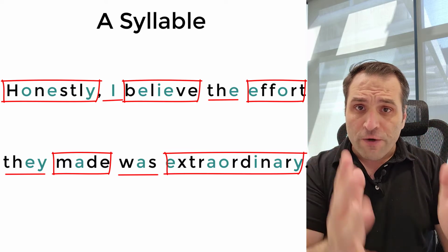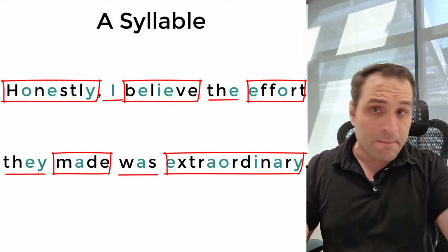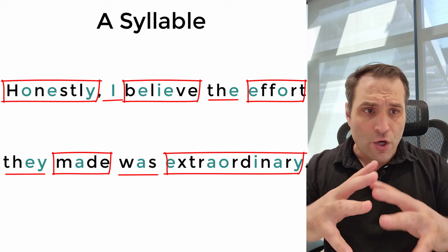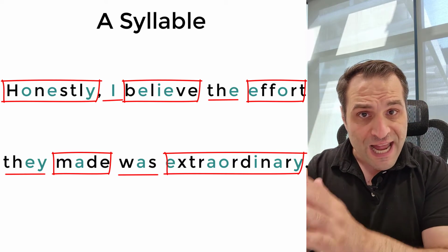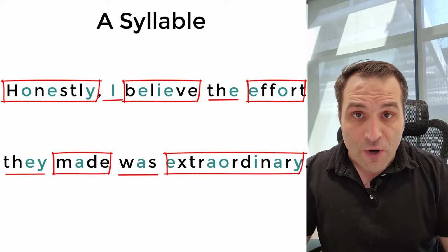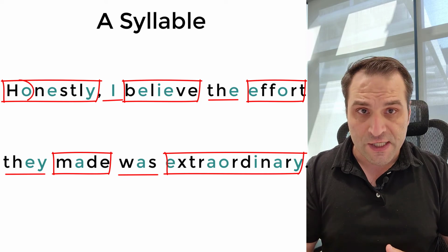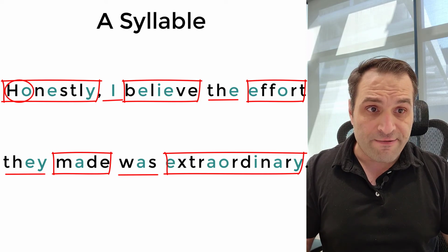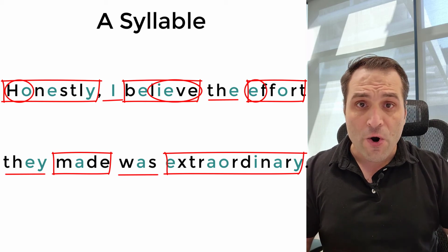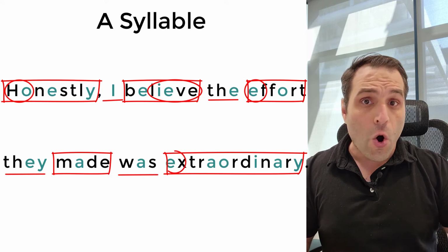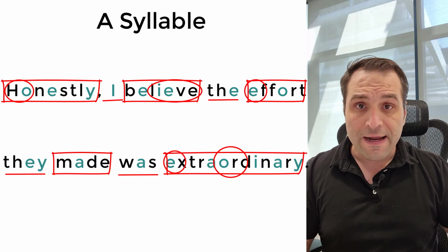Now, most of those content words have more than one syllable, except made, only one syllable. But most of them have more than one syllable. And so that means they must have at least a primary stress. So, when I say honestly, I gotta say honestly. Believe. Effort. And extraordinary. In extraordinary, extra is secondary, and ordinary is primary.